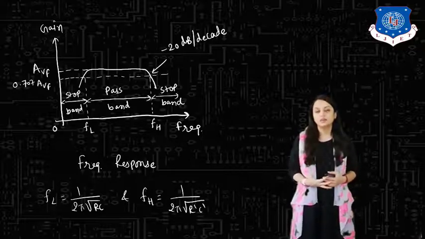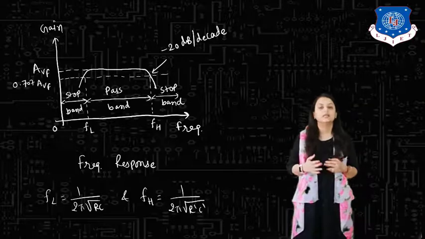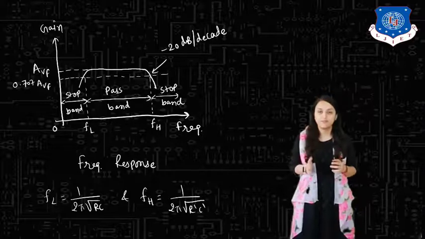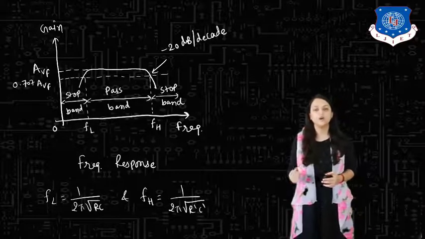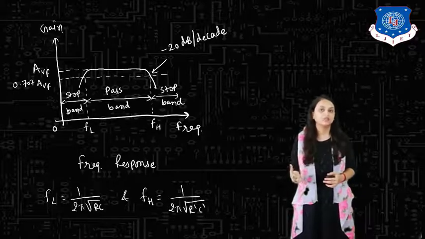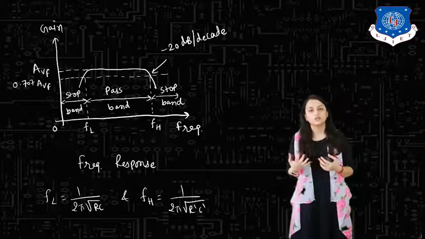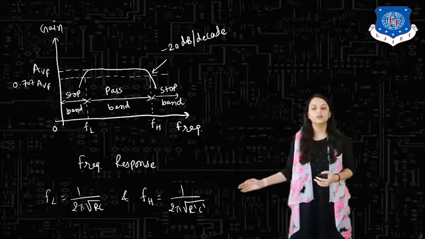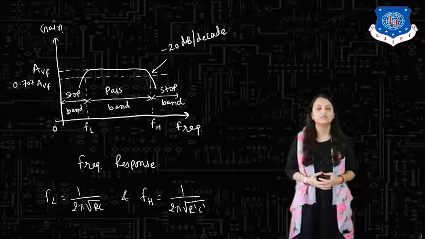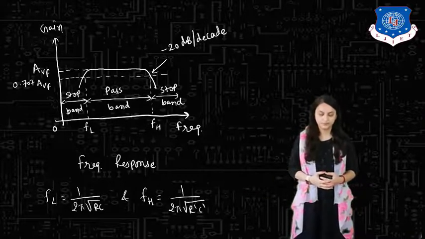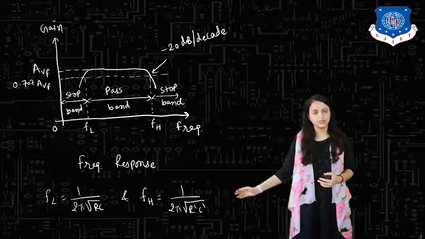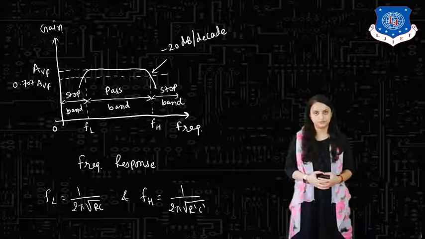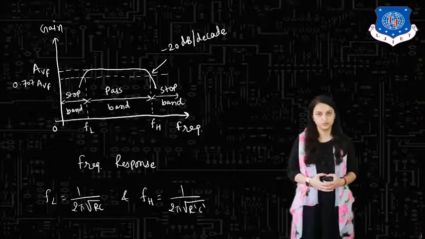The rate of decrement from pass band to stop band is minus 20 dB per decade. It is obvious because we have used a single pair of resistance and capacitor, which means we have used a first order filter. So the rate of decrement should be minus 20 dB per decade. Here the low frequency value FL is given as 1 by 2 pi root of RC, and the high frequency value FH is given as 1 by 2 pi root of R dash C dash, based on the component values we have used.